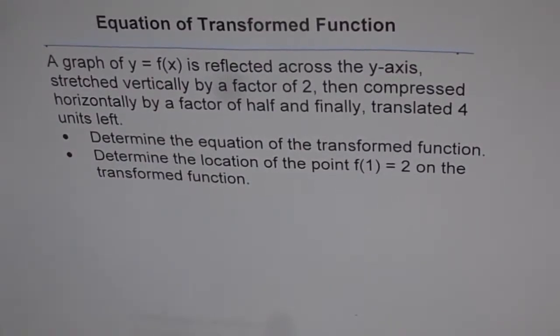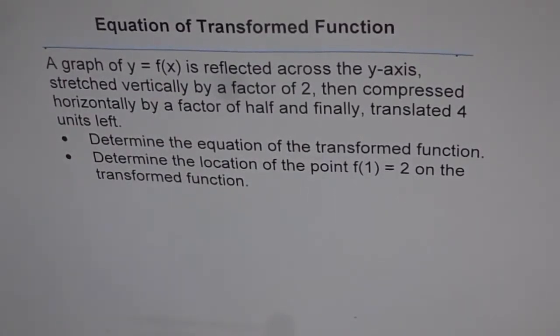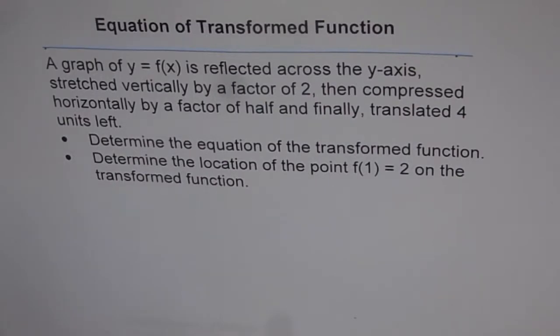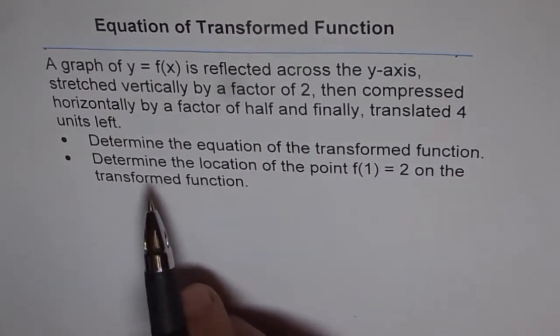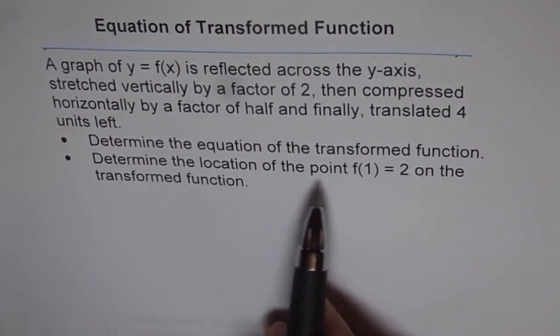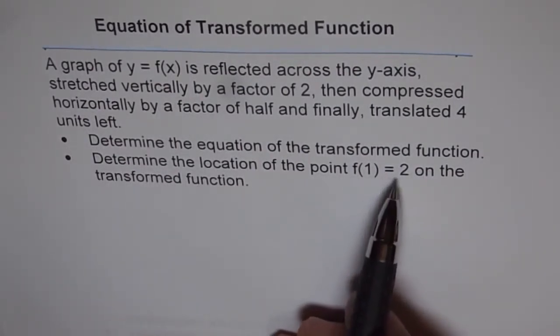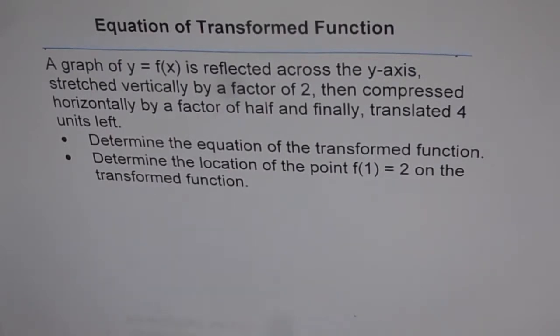Equation of transformed function. A graph of y equals f of x is reflected across the y-axis, stretched vertically by a factor of 2, then compressed horizontally by a factor of half, and finally translated 4 units left. Determine the equation of the transformed function. Determine the location of point f(1) equals 2 on the transformed function.